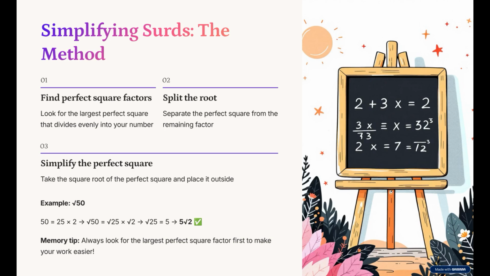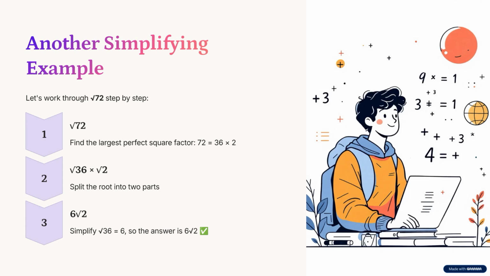Let's do another one together. Another simplifying example. Consider the square root of 72. Step 1. Find a perfect square factor. 72 can be split into 36 times 2. Step 2. Split the root. Square root of 72 equals square root of 36 times square root of 2.